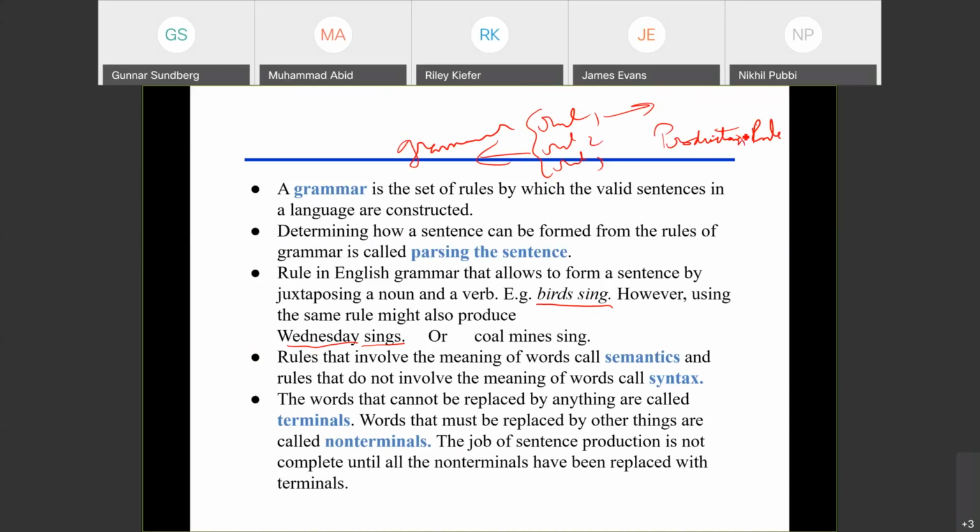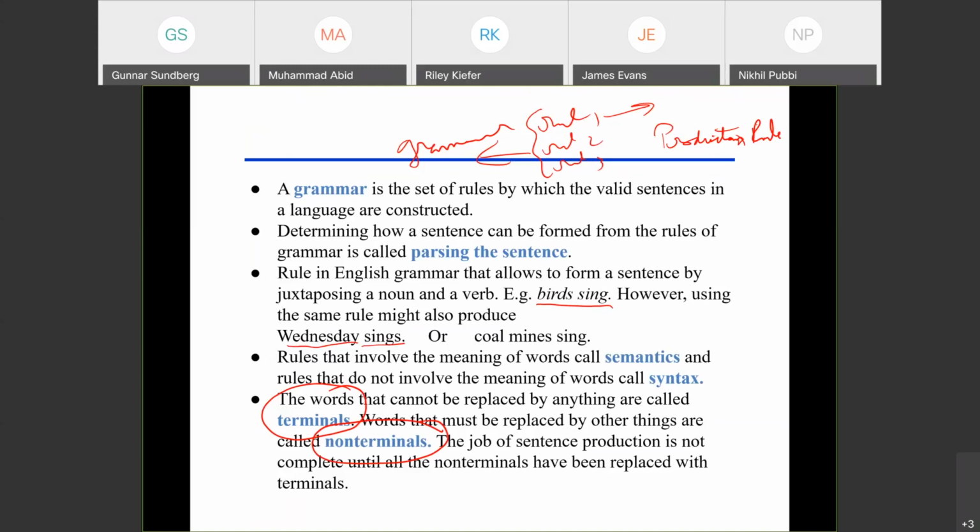Now these production rules, each rule is composed of two things. One is called terminal, the second is called non-terminal. So you should visualize what we are talking about. We have different rules. A combination of these rules will create a grammar. Each rule is composed of two things, terminals and non-terminals. Now, what is a terminal? What is a non-terminal? Anything which cannot be replaced by anything is called a terminal. Anything which can be replaced by either a terminal or another non-terminal is called a non-terminal.